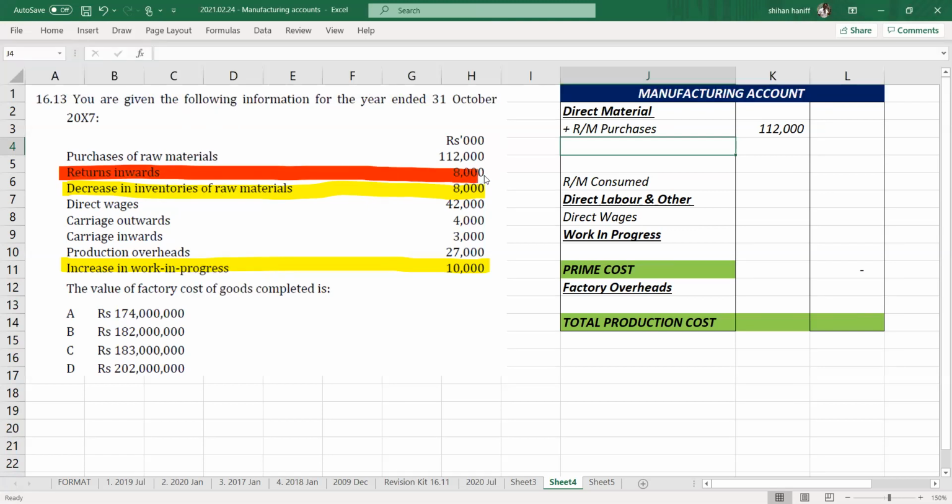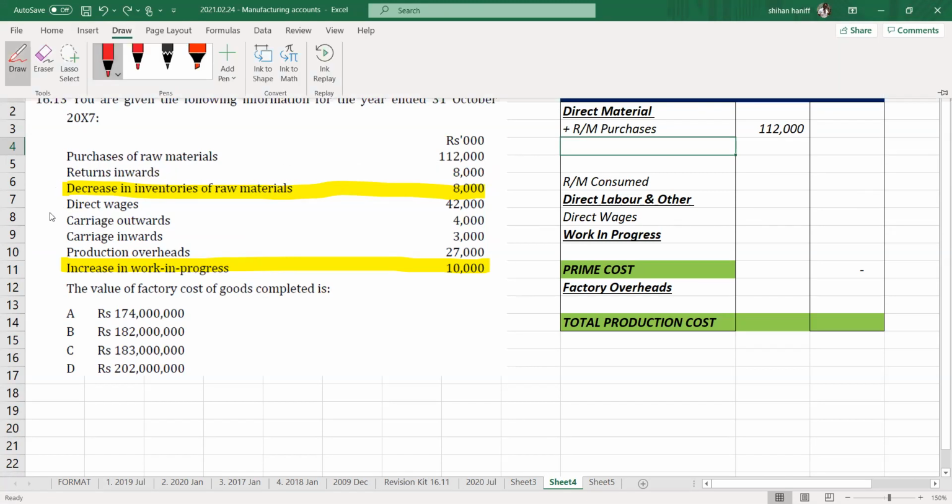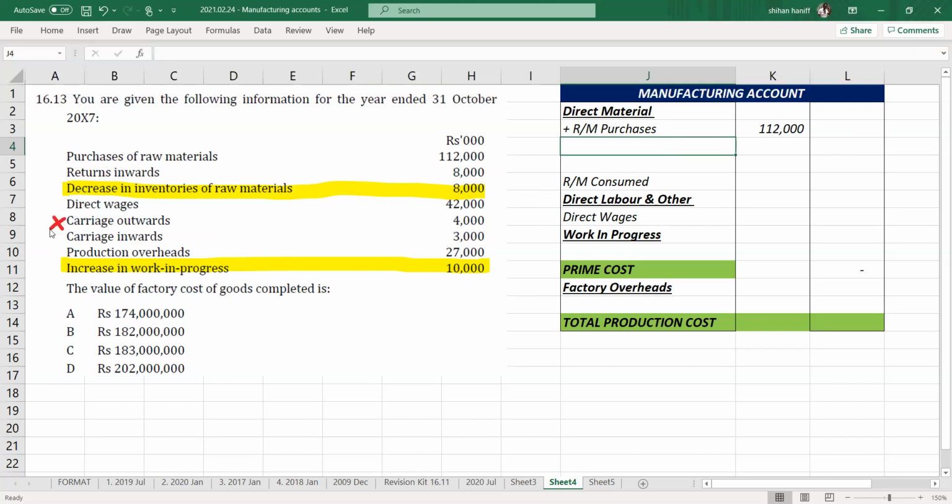Return inwards, carriage outwards. Return inwards goes to income statement, deducted from the sales. Carriage outwards is a selling and distribution expense. So we don't take these two. Direct wages, we have to take it. It's 42,000.